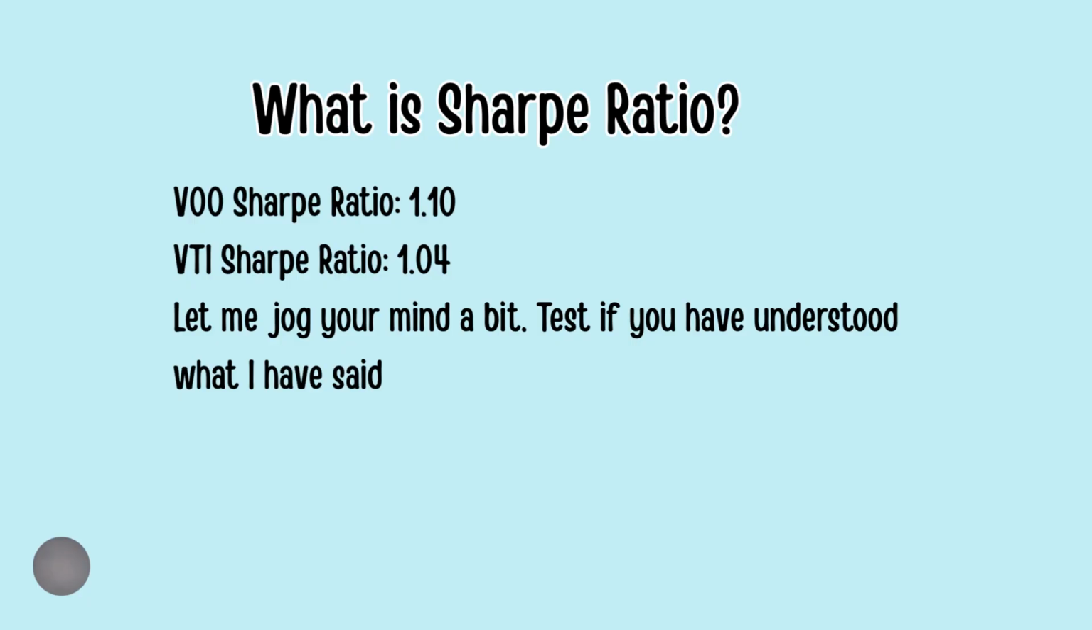Higher is generally better. So what is the Sharpe ratio? The Sharpe ratio measures how much extra reward or return you earn for the risk you take. So it's like getting more candy. Let me give you an example. It's like getting more candy for every scary drop on a roller coaster. So higher is generally better.